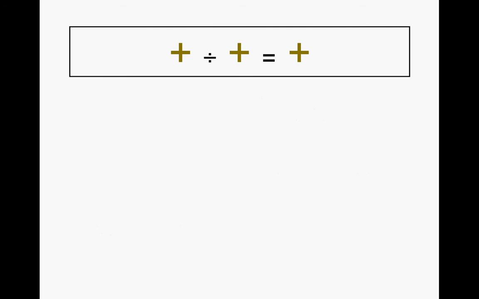All right, what about division? Well, if the definition of division is a problem that can be reworded as a multiplication problem, then the same thing's going to apply. If we have a positive divided by a positive, we're going to get positive.